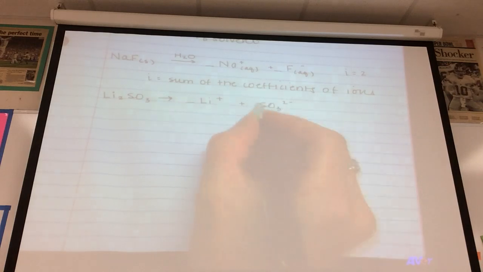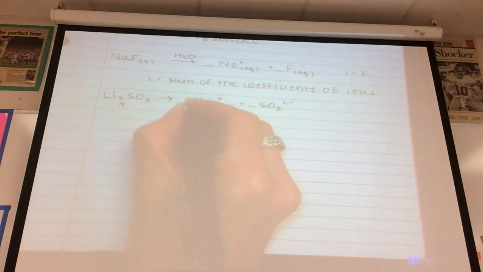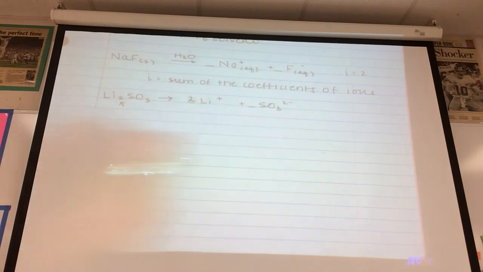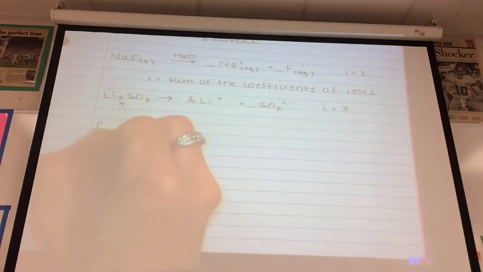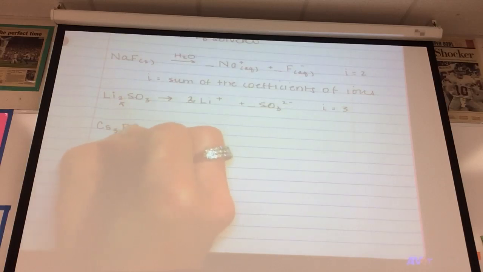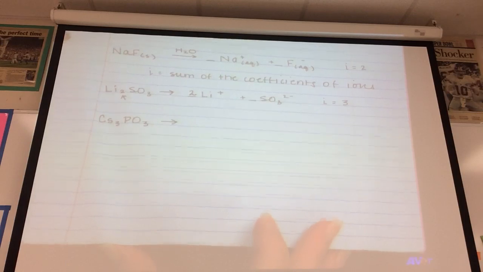Lithium ion and sulfite ion, and make sure you balance for charge and for atom. So what would i be here? Three. And let's say you had something like cesium phosphite. How would you determine i?